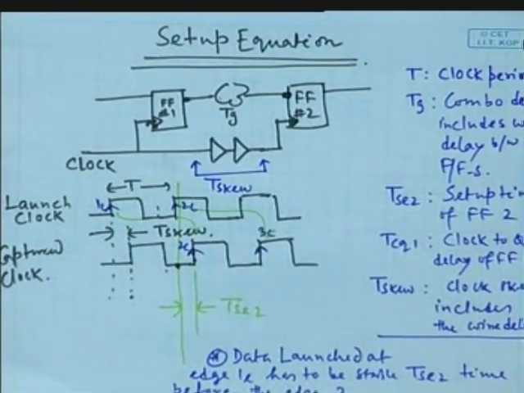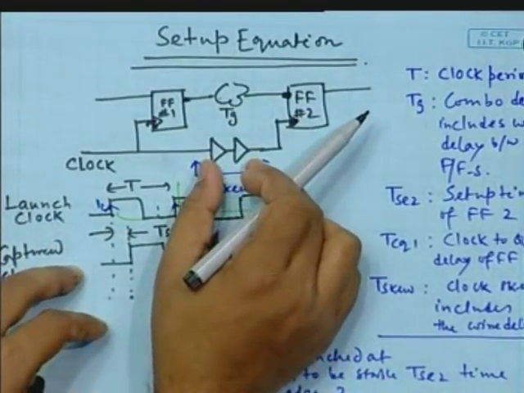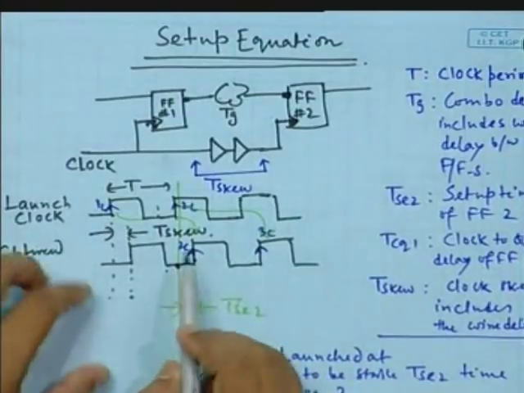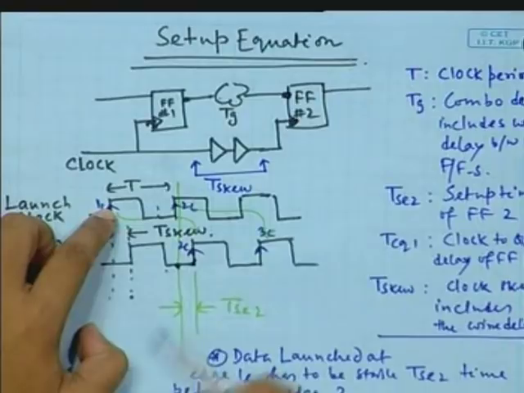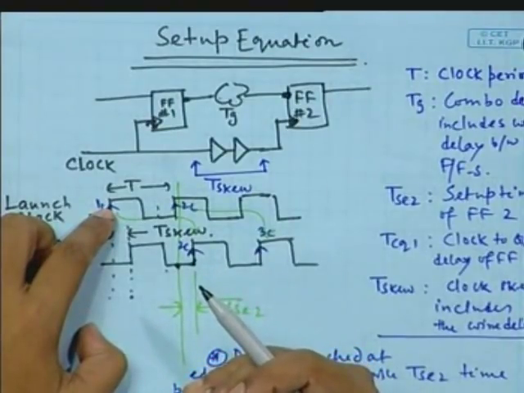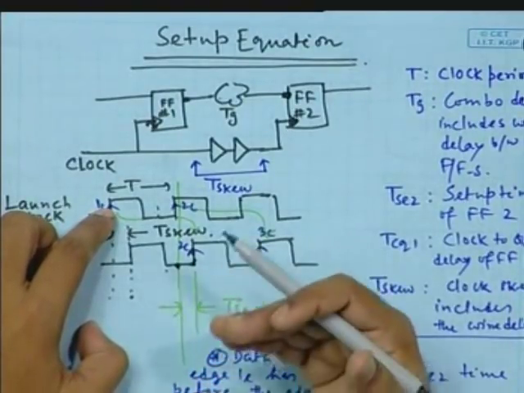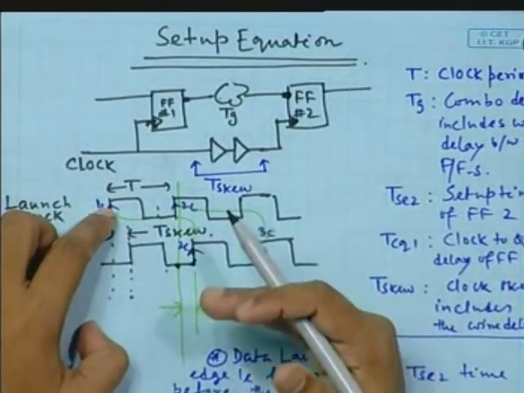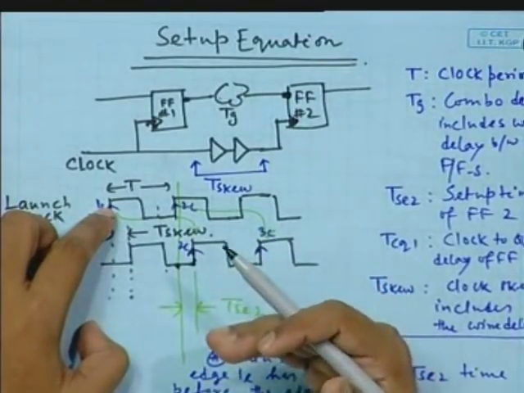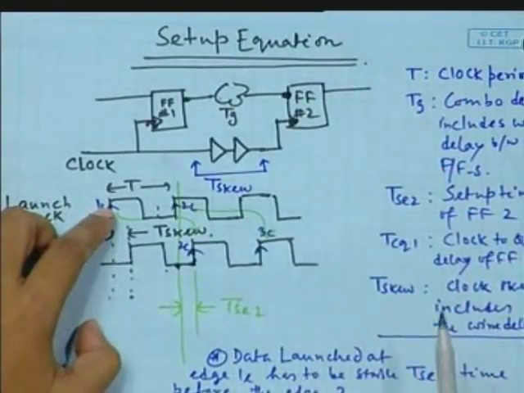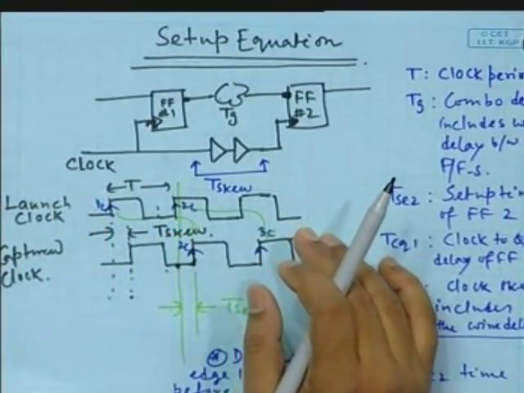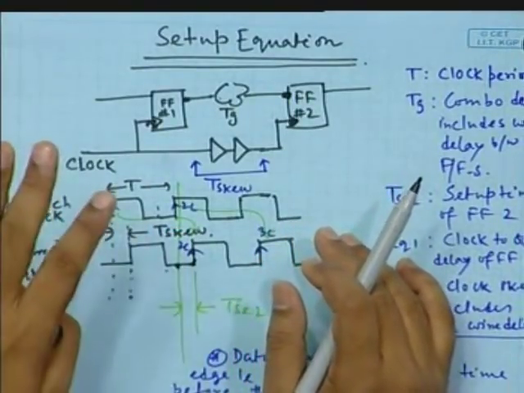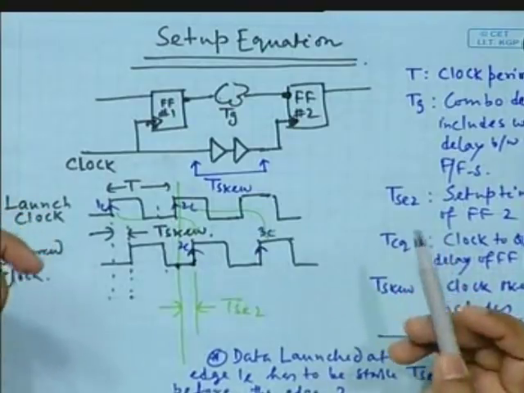And how do I compensate the T skew? See, if T skew is positive, that means your effective clock period has gone up, right? So it relaxes your setup time. It helps you to meet the setup time, but it doesn't help you to meet the hold time. You will see later. Setup and hold are always vice versa. If it helps the setup, it will definitely do some gimmicks for the hold, and similarly the other way around.